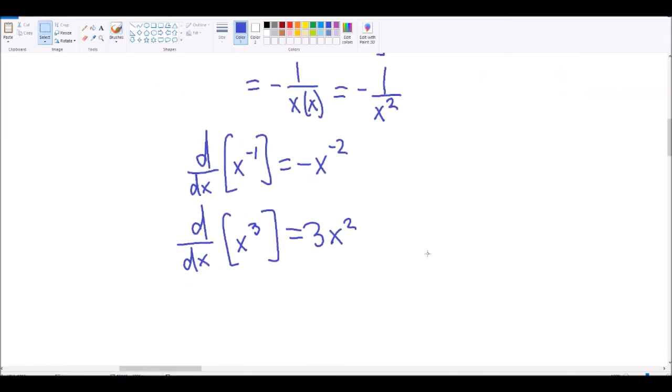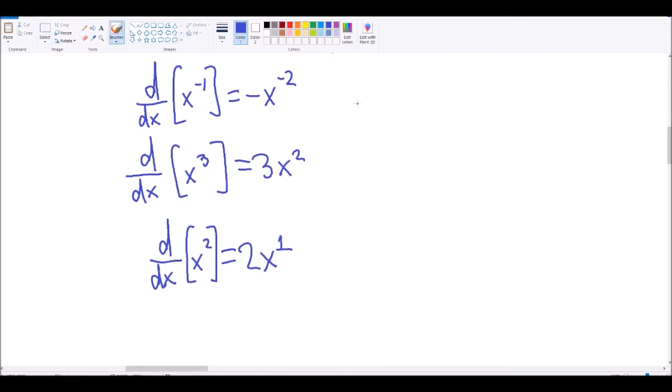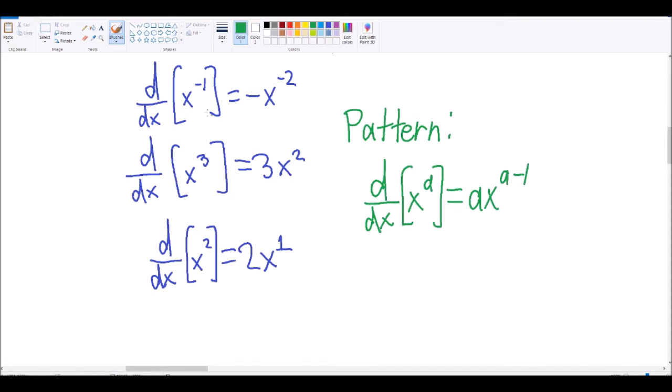So here's what we have. Do you see a pattern? It's okay if you don't. Here's what the pattern is. It makes sense, right? The exponent hops down in line and then decreases by 1.